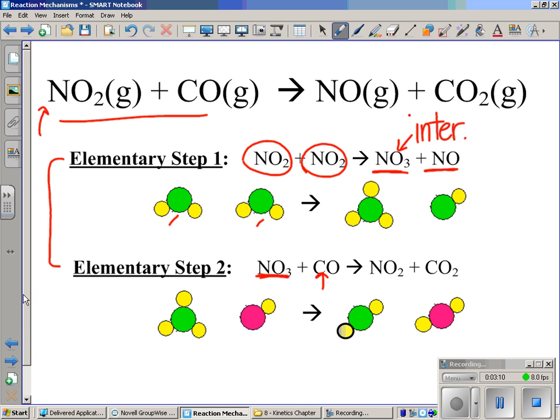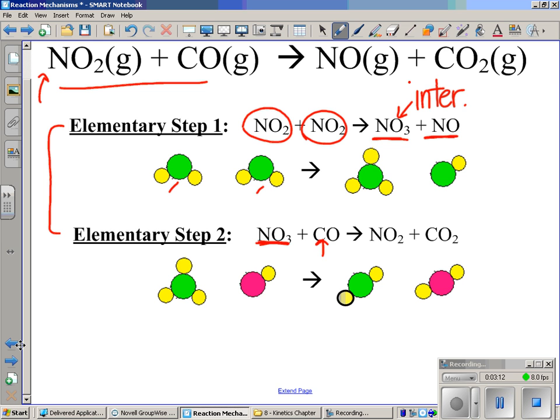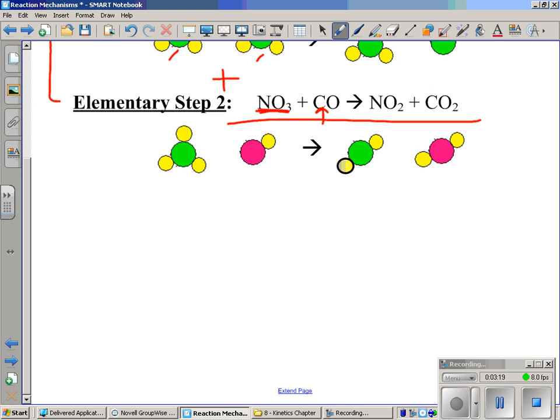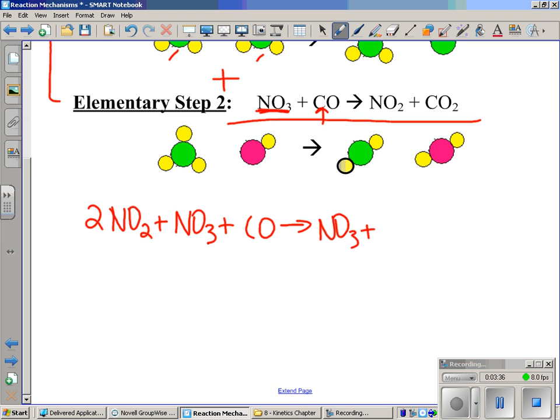The other nice thing about having the steps of the reaction, as you remember from Hess's law, is that we can actually take these two reactions, add them together, and get the same overall equation that was shown up earlier on your page. So if I take all of the reactants, so there were two NO2s from the first equation, plus an NO3 and a CO, that'll form NO3, NO, NO2, and CO2. And then I cancel things out that can cancel.